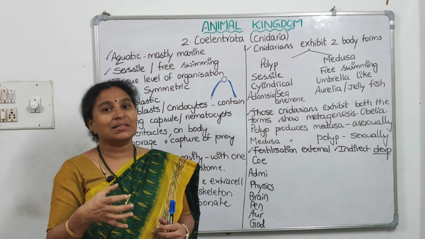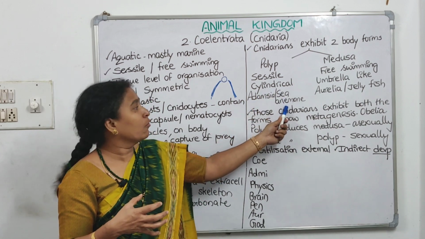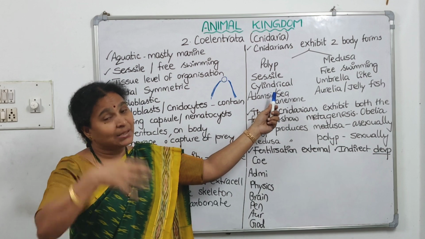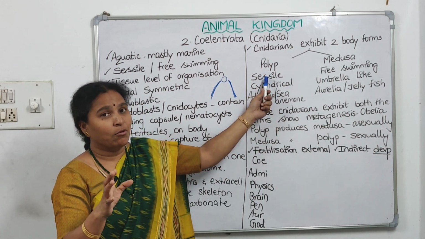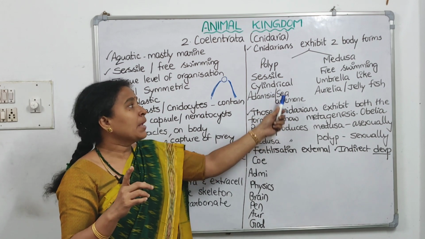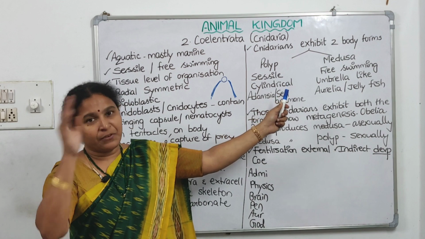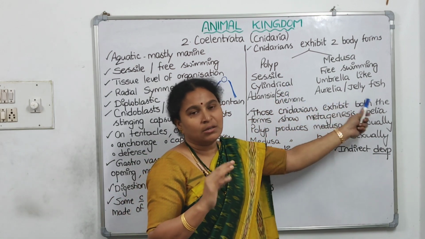One which is sessile is, sorry, it is Adamsia. Adamsia means sea anemone. Sea anemone, the body is cylindrical. Check the NCERT diagram, the body is cylindrical. It is sessile, it doesn't move. Example is Adamsia, common name sea anemone. And medusa, they are free living, they are umbrella like, and examples are Aurelia or jellyfish.